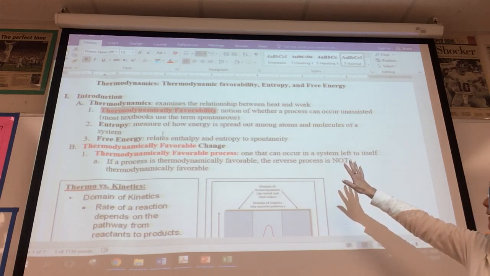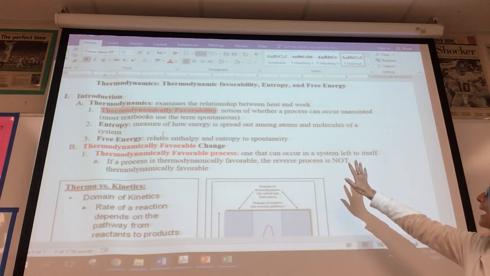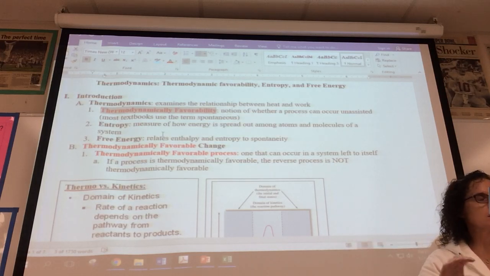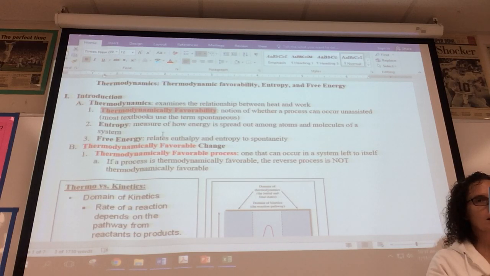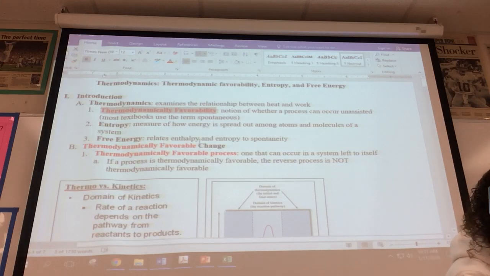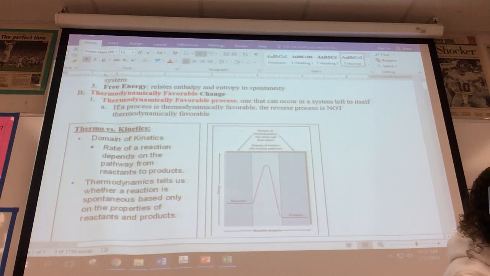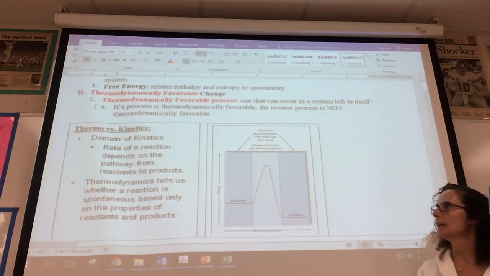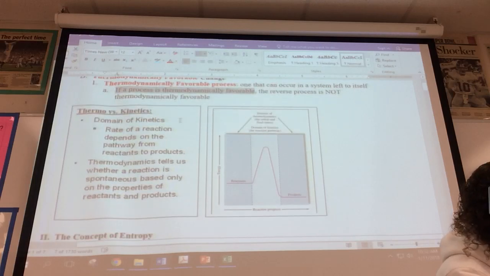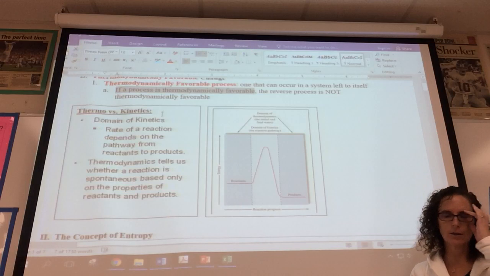Entropy is a measure of how energy is spread out among atoms and molecules of a system. The more spread out it is, the greater the entropy, the more it will feed into thermodynamic favorability. So free energy is going to relate enthalpy and entropy together, and we'll talk about that next time. If a forward reaction is thermodynamically favorable, the reverse process is not, and we'll come back to that later on.